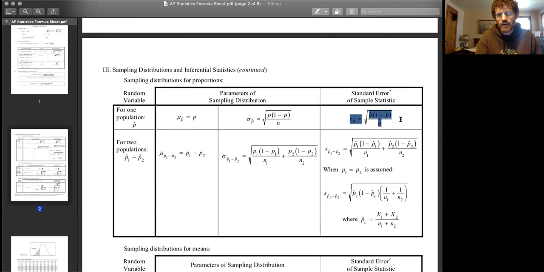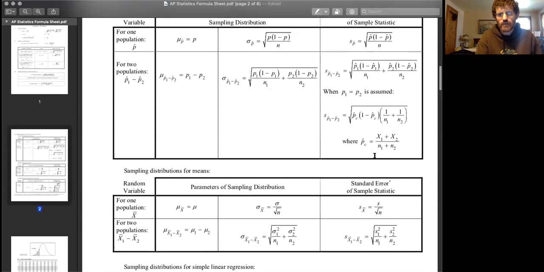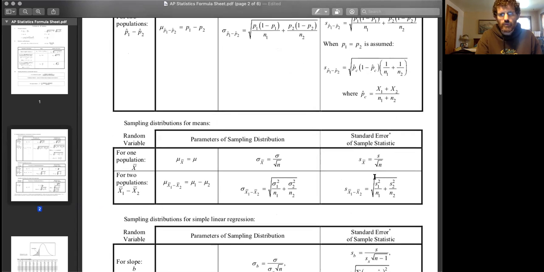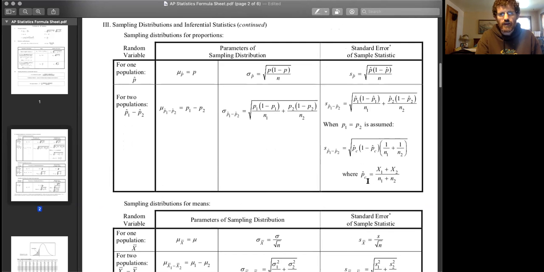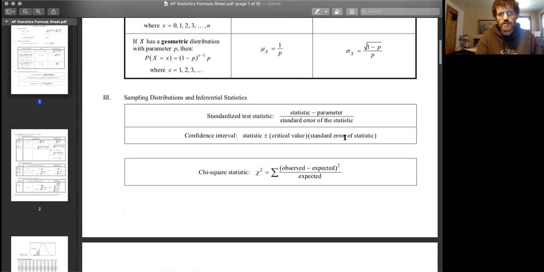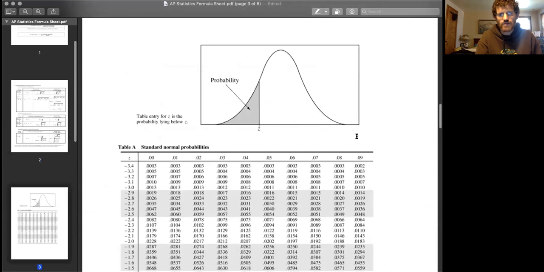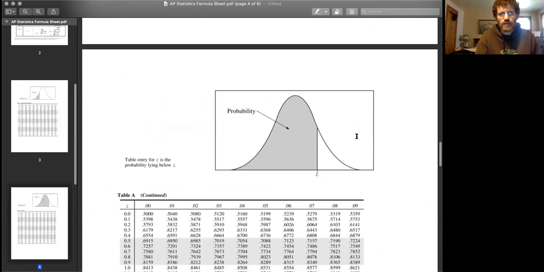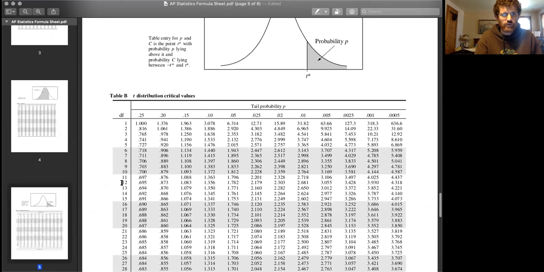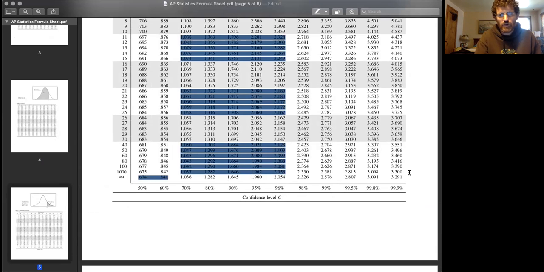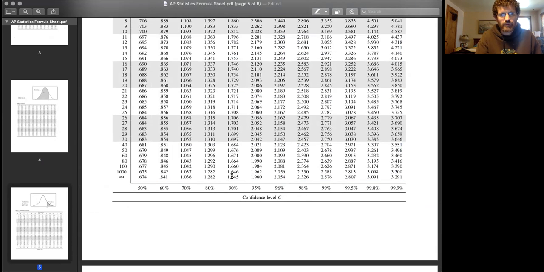So here's the standard error for one population, one p-hat. When we get to a difference of proportions, we can do that a different way. So we have the same stuff for means, and it gives us our confidence interval basic formula. And then as you're looking down, here's table A, which is your Z table. And then here's table B, and the very bottom of it shows your critical values for proportions. And those are all at the very bottom of this.